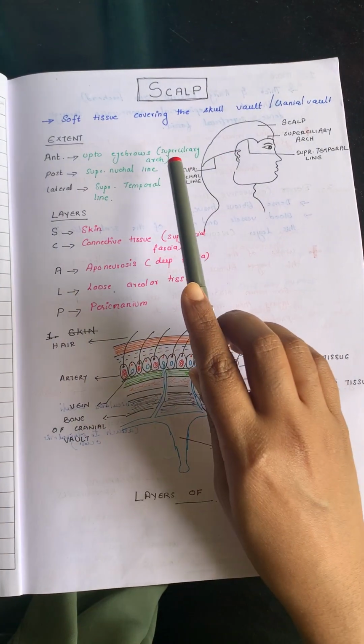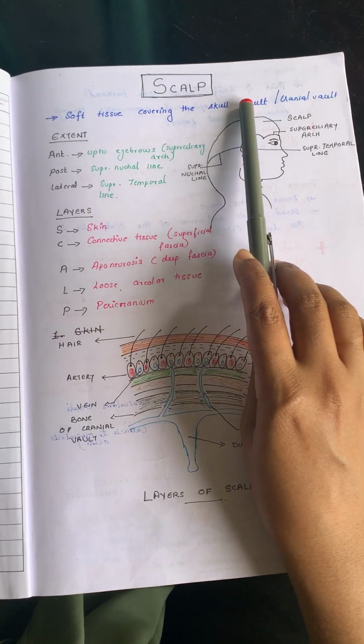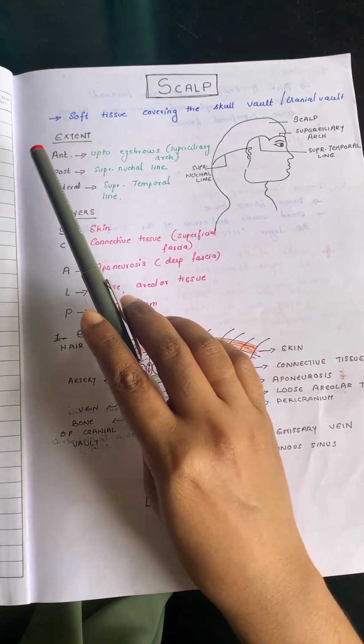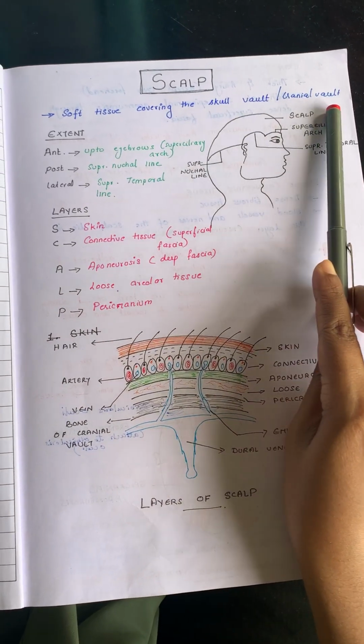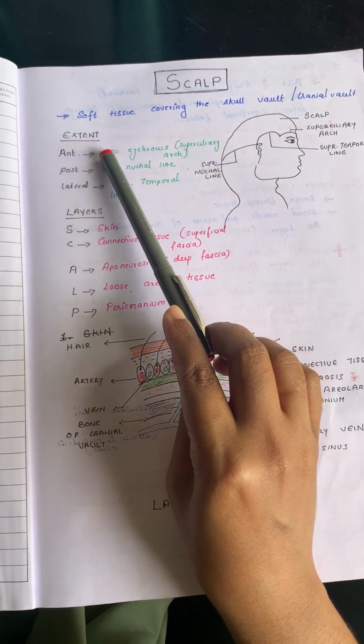Today let us discuss the topic scalp. Now what is scalp? Scalp is a soft tissue covering the skull vault or cranial vault. Now let us see the extent.